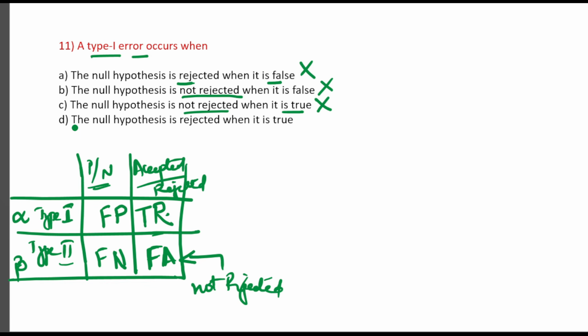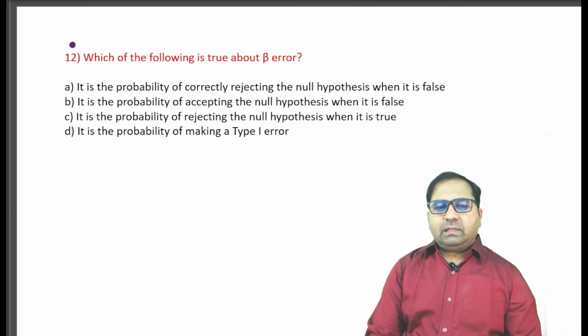Now let us come to the fourth statement. The null hypothesis is rejected when it is true. It is rejected when it is true. So this comes for type 1 error. Type 1 error. So this is the answer for this question. So this is how you have to answer these type 1 error and type 2 error questions. Let us see the next question.